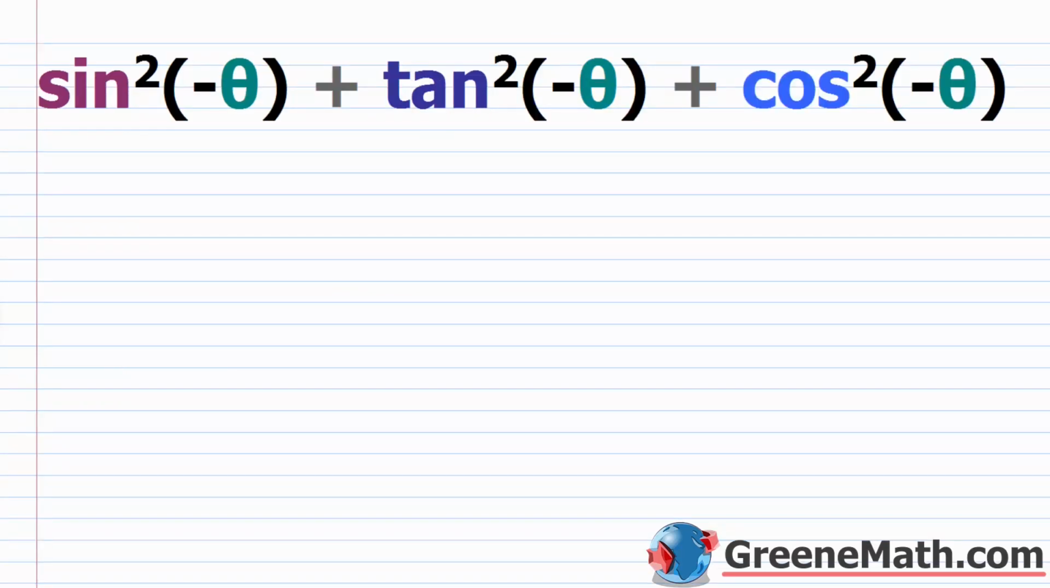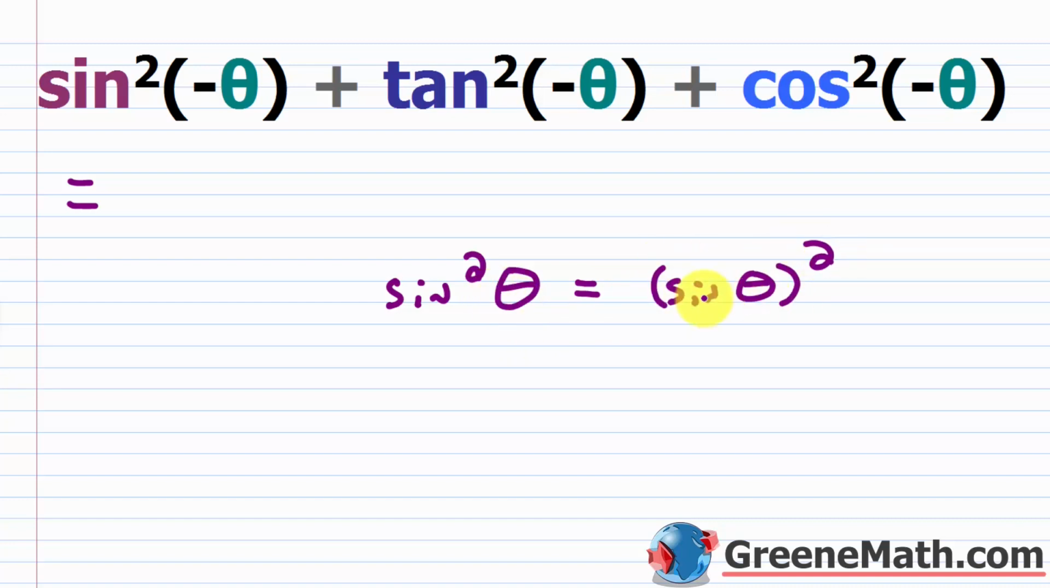Now, let's take a look at another example where we're simplifying a trigonometric expression. This one is going to be problematic for a lot of beginners because of the notation here. So I want to make sure you understand the notation. So when we work with, again, something like sine squared theta, remember this is the same thing as if I said sine of theta being squared like this. It's very important you understand that.